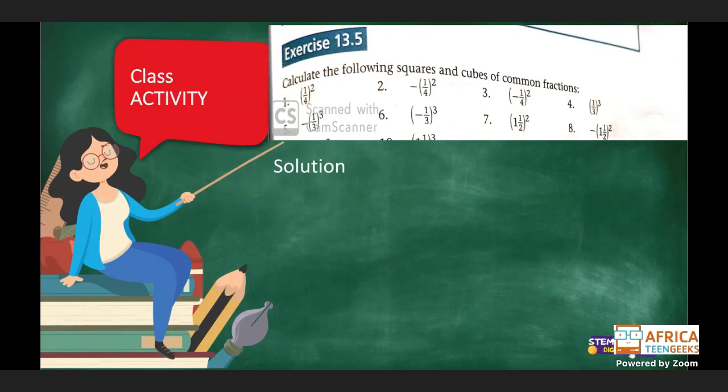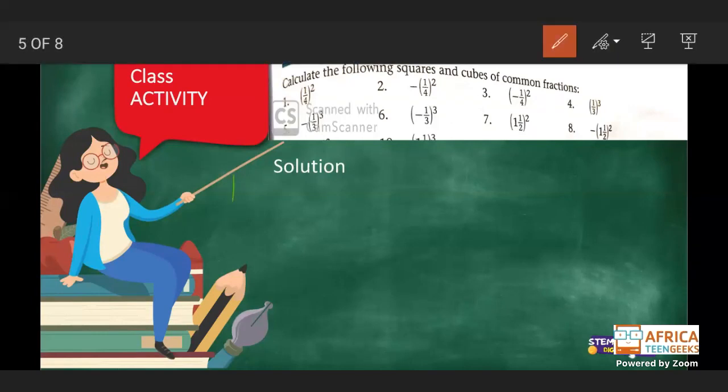Okay, so let's do our number 1. Let's break it down. We have 1/4 multiplied by 1/4, which is 1 multiplied by 1 equals 1, and 4 multiplied by 4 equals 16, right? So in this case, we have a proper fraction. It means that we are not converting anything to a mixed fraction, right? So let's move on to number 2.